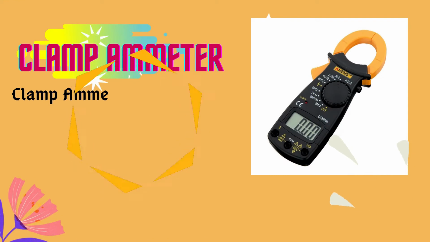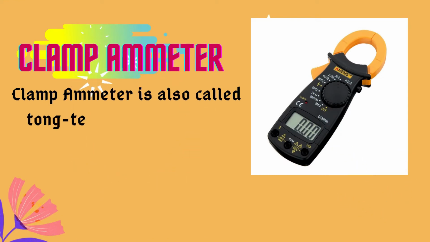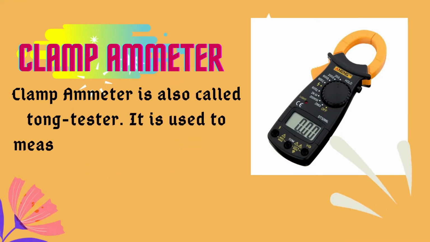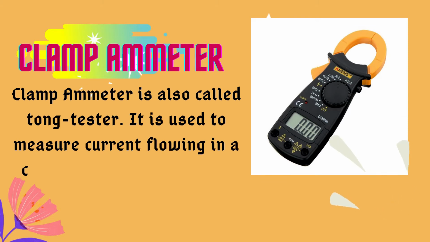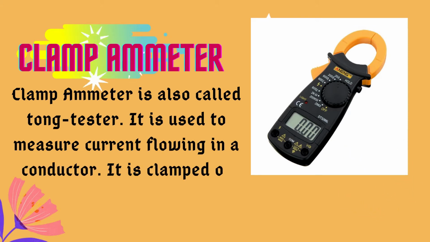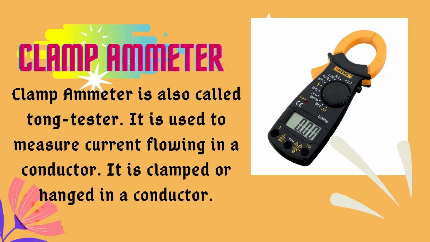Okay, so the next tool is clamp ammeter. Clamp ammeter is also called tongue tester. It is used to measure current flowing in a conductor. It is a clamp or hang in a conductor.